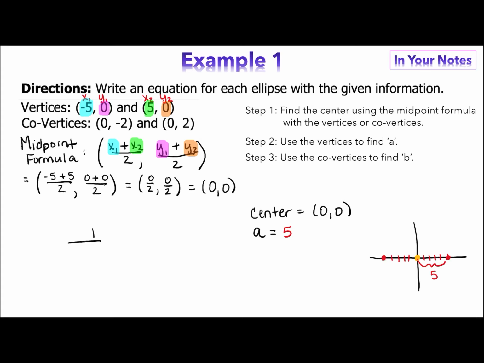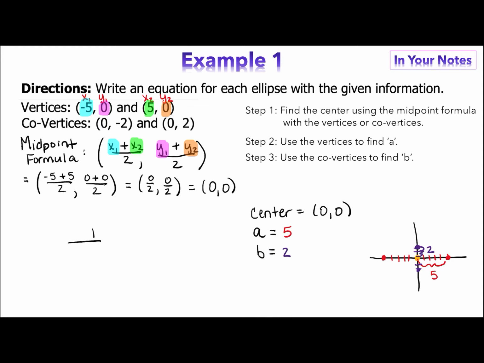All right, step 3 is to use the co-vertices to find B. Well, the co-vertices they gave us are right here, so I'm going to graph these. 0, -2 tells me to go down 2 and up 2. So the distance from the center to the co-vertex is just 2, so that means B is 2.